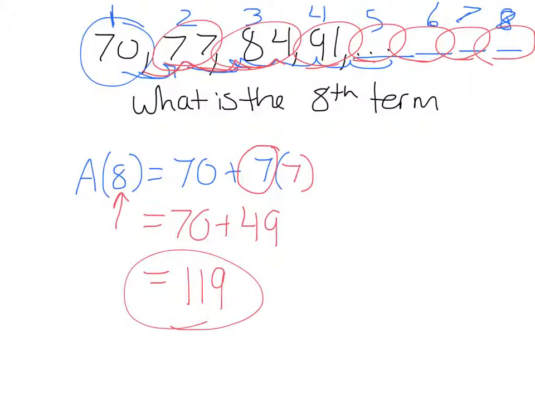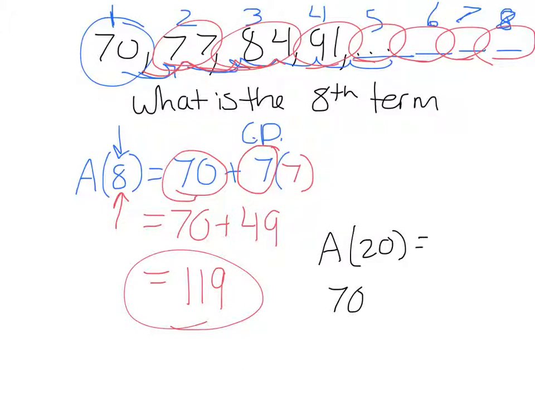So if you see what we were doing here, you start with the original number, and then the common difference. Then how many times we needed to multiply that was one less than whatever term we were trying to get. So if we're trying to get, let's say, the 20th term, we would start with 70, then take the common difference, which was 7, and multiply it by 19, because we would have moved that up 19 times. And that's how you can very quickly find the 20th term. So this right here is an explicit formula.